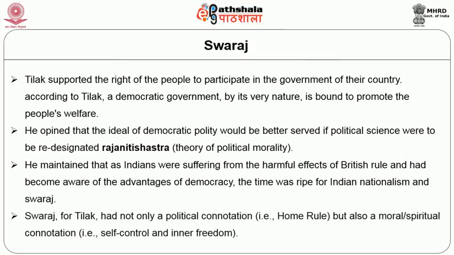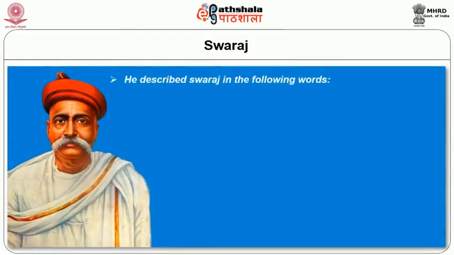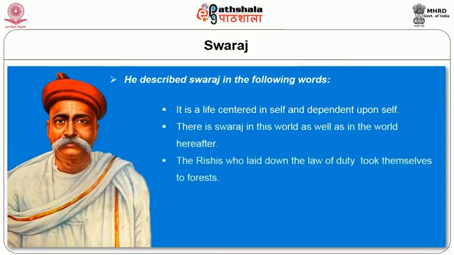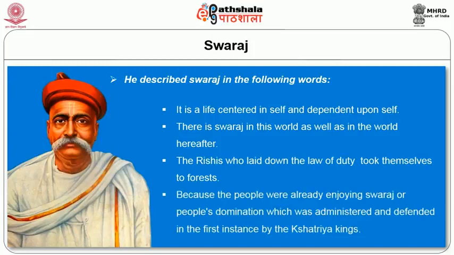Swaraj for Tilak had not only a political connotation but also a moral and spiritual connotation. He described Swaraj in the following words: "It is a life centered in self and dependent upon self. There is Swaraj in this world as well as in the world thereafter. The rishis who laid down the rules of the law of duty took to forests, because the people were already enjoying Swaraj or people's domination, which was administered and defended in the first instance by Kshatriya kings."